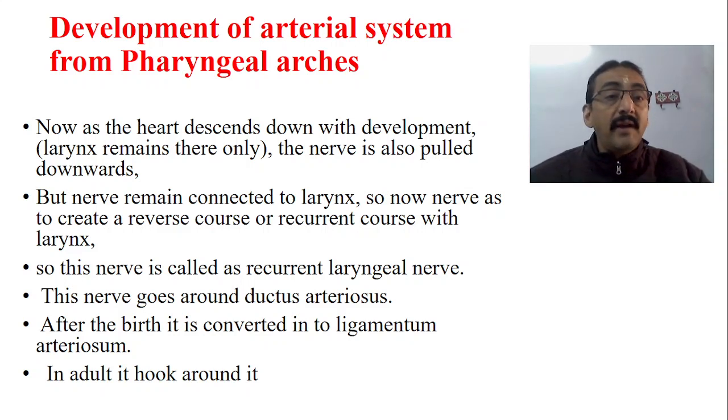So now the nerve has to take a reverse or recurrent course to the larynx. Therefore, that branch is called the recurrent laryngeal nerve. This nerve goes around the ductus arteriosus, which after birth is converted into the ligamentum arteriosum. In the adult, it hooks around it. That's the reason any pressure effects on the superior mediastinum can cause problems related to voice, because it presses the recurrent laryngeal nerve, due to the reverse course of this nerve.